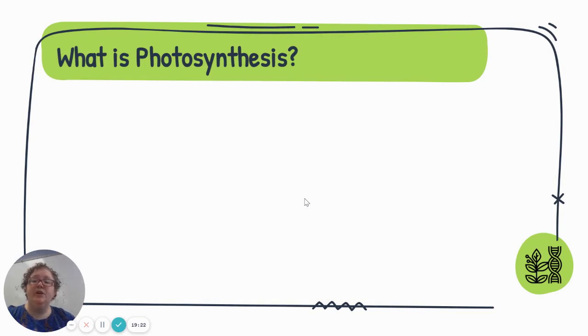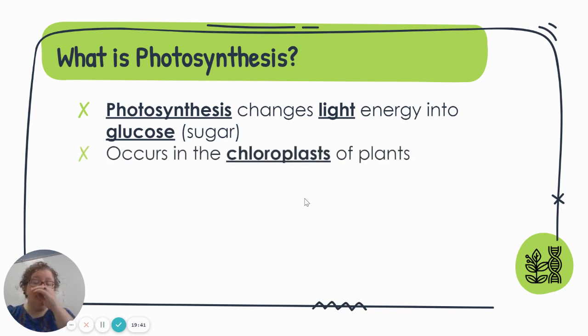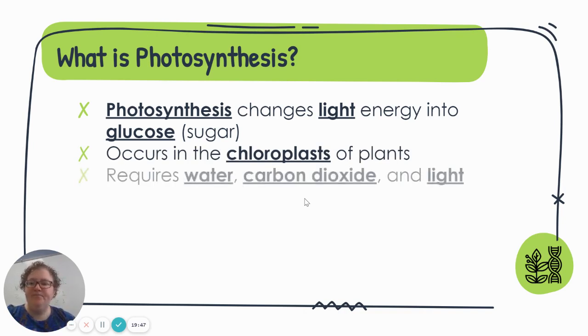So there's two big processes we're going to talk about. The first is photosynthesis. Photosynthesis changes that light energy from the sun into glucose. So it's that first step of getting the energy from the sun and changing it into something usable. So it's going to turn it into glucose, which is just another term for a type of sugar. This process is going to occur in the chloroplasts of plants. We've looked at the chloroplasts before. And there are three things that are required for photosynthesis to happen. A plant must have water, it must have carbon dioxide, and it must have light to do photosynthesis. It has to have all three of those things in order to create that sugar.